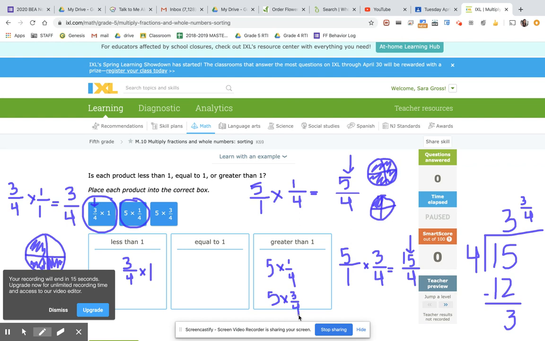So don't get worried about this. It looks like a lot of work. Just take each of these 3 multiplication problems and do the math on the side.